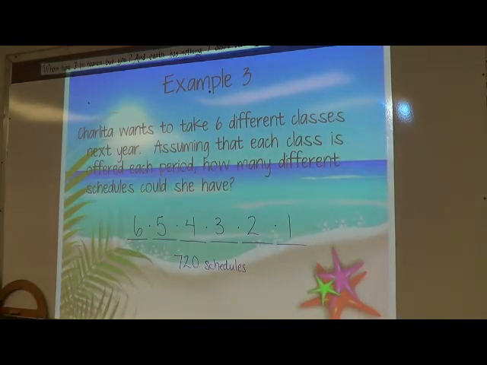Now obviously it's really not likely that every class is offered every period, but to make this problem simple, that's the way it happens.